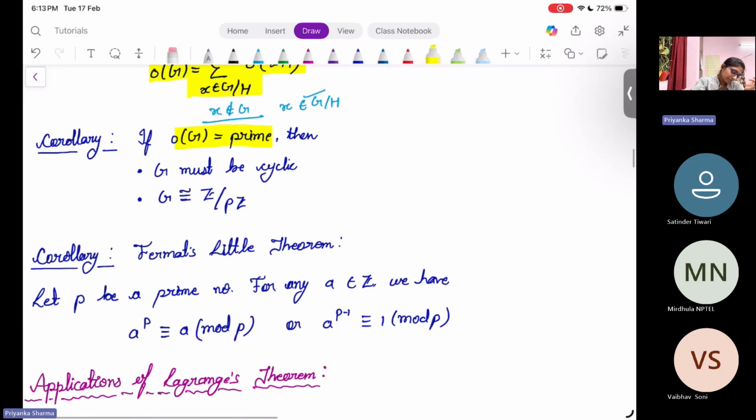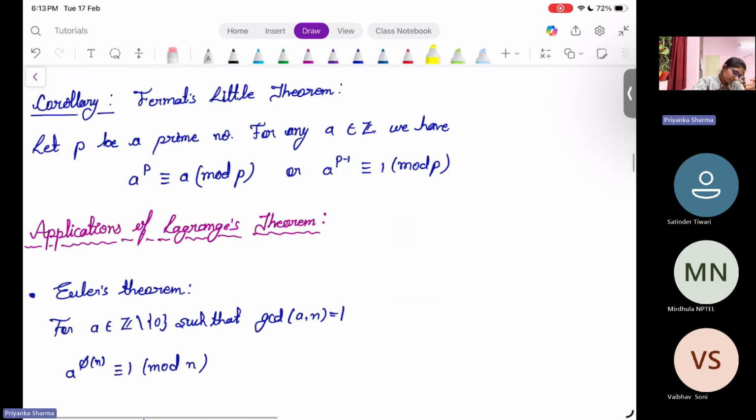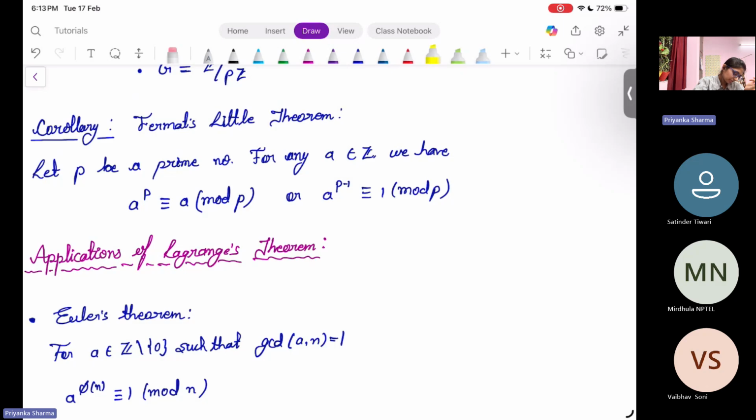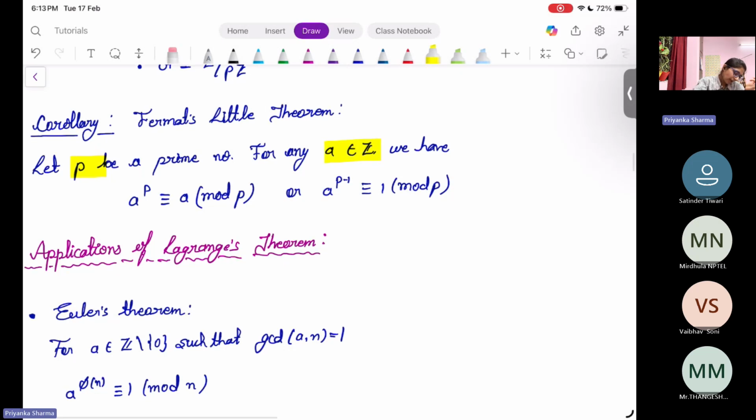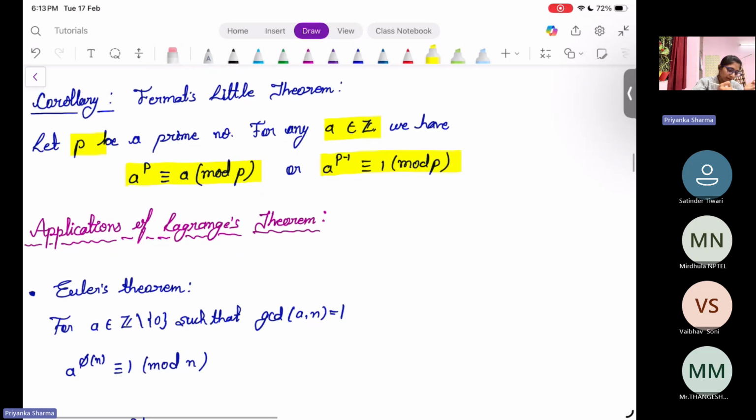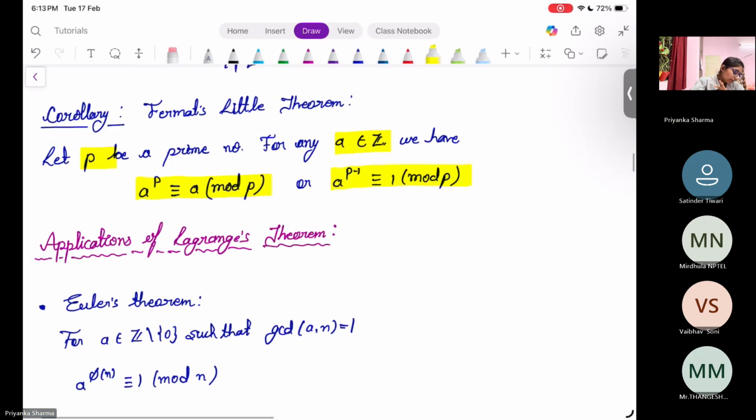The second one is Fermat's little theorem. Suppose we have a prime number, say P, and A belongs to Z, then we have A to the power P is equivalent to A mod P. Or similarly, we can say this as A to the power P minus 1 is equivalent to 1 under modulo P.